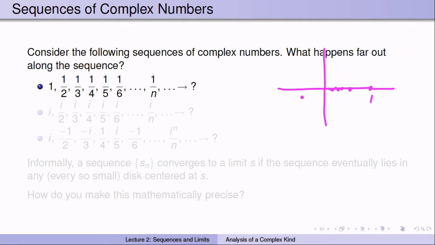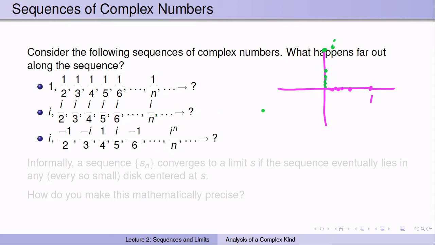Let's look at another example. i over 2, i over 3, i over 4, and so forth. Where are those numbers? Well, i is over here, i over 2 is here, i over 3, i over 4, i over 5. So these points are going to go on the imaginary axis, but again, they seem to be getting awfully close to the origin as we go further and further to the right along the sequence. Let's look at another sequence. i, minus 1 half, minus i over 3, and so forth.